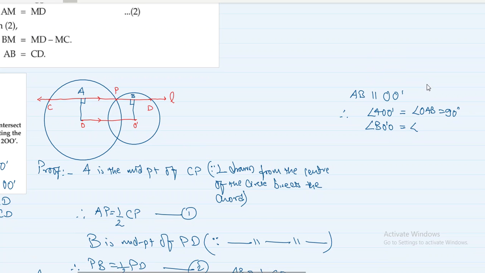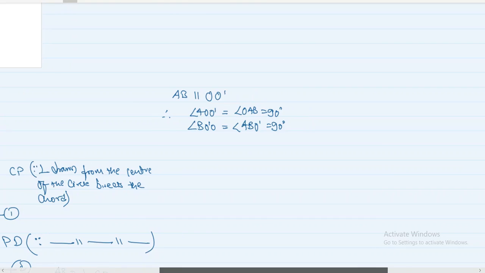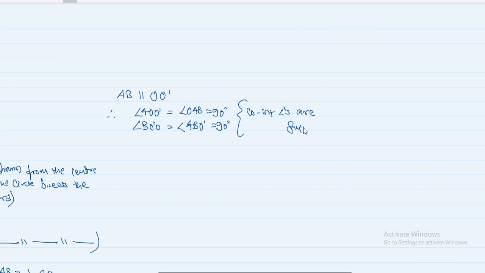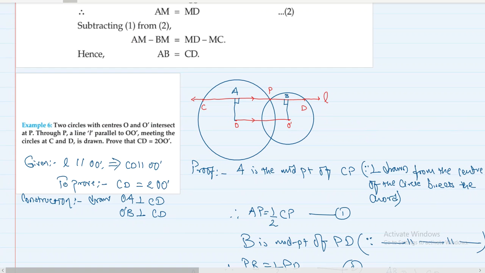is equal to angle ABO dash, which is equal to 90 degree, since they are co-interior angles which are supplementary. Co-interior angles are supplementary. Okay, so this is the reason. Let me show you in the figure what I am talking about.